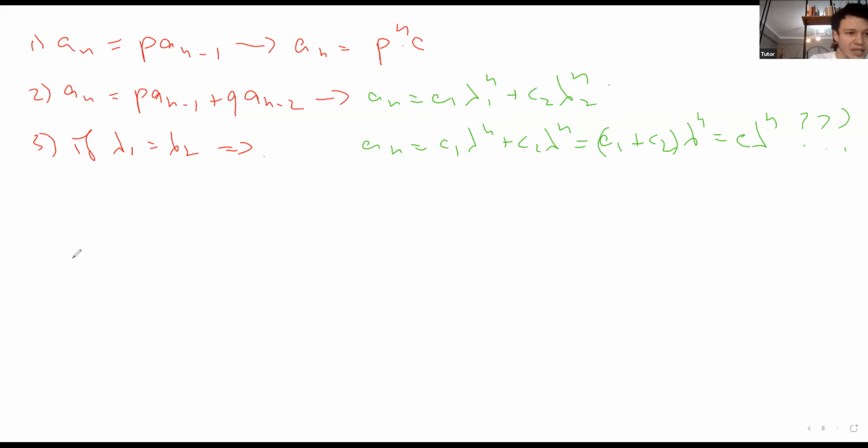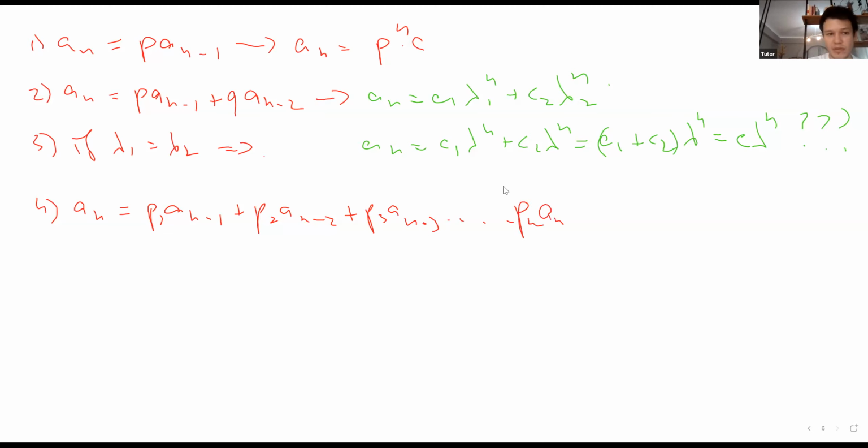And then another case is, more generally, what happens if I have 3 terms or more terms, right? So what if a_n is, let's say, p1 a_(n-1) plus p2 a_(n-2) plus p3 a_(n-3)? What if I had more terms? So what if I go k terms back, so p_k a_(n-k)? What if I had something like this? Then what would be our answer for a_n in this case? Okay, we'll figure that out in a bit.